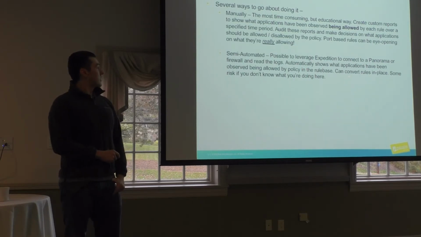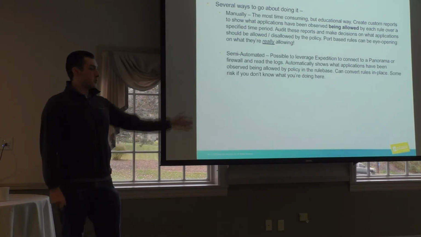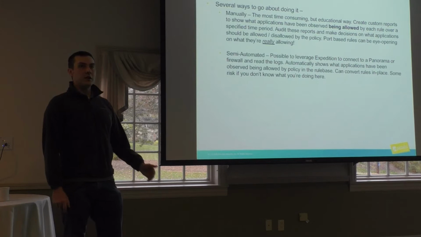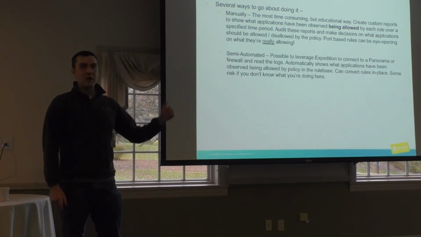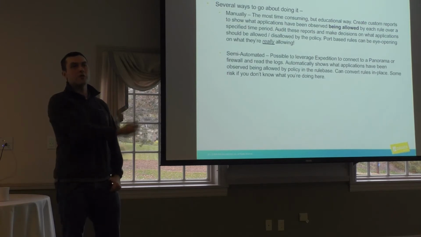So what's really nice there is you can actually convert the rules in place with the migration tool with Expedition. So if I have port protocol rules and it observes all these app IDs, there's actually a function. It's as simple as right-clicking, going to app ID, and then replace app ID, and it'll replace the port protocol with the app IDs that were observed.